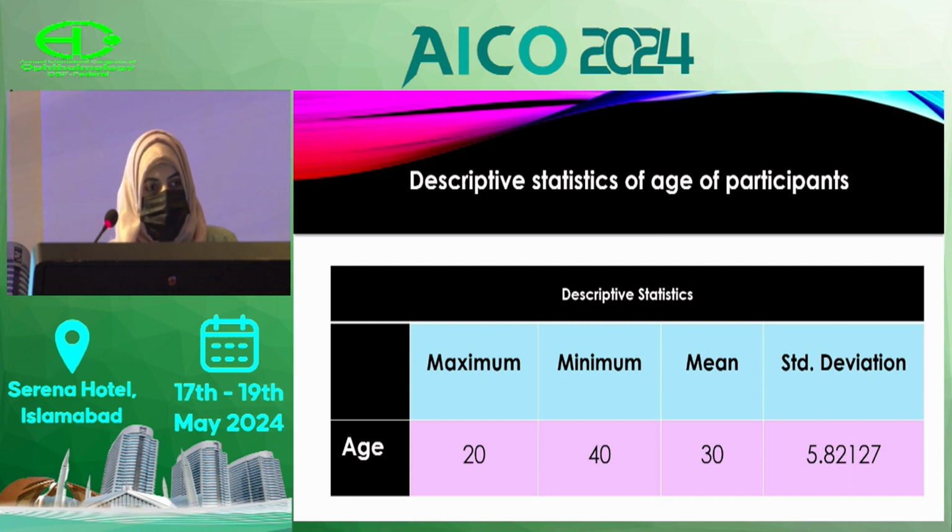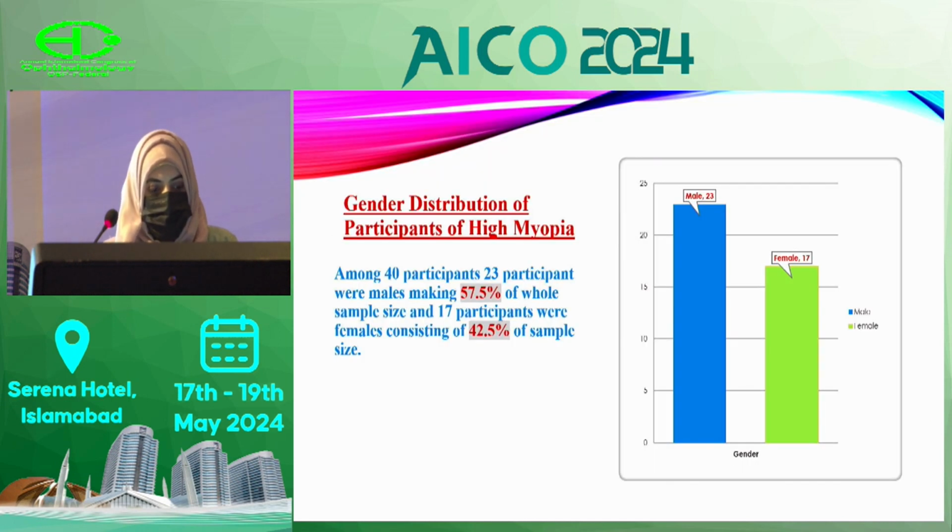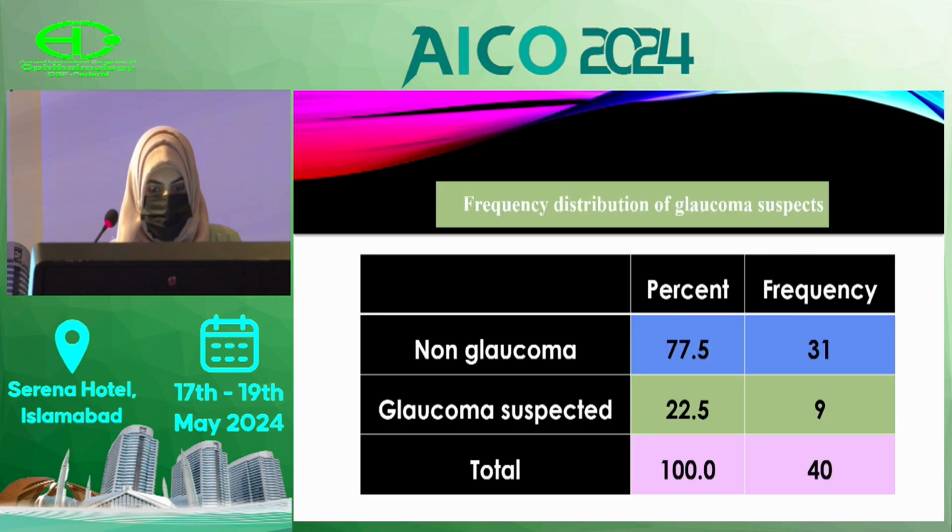Forty participants are included in our study, with age ranging 20 to 40 years. Among the 40 participants, 23 were male and 17 were female. Frequency distribution of glaucoma suspects: in our study, there were 31 non-glaucomatous patients and 9 glaucoma suspect cases.